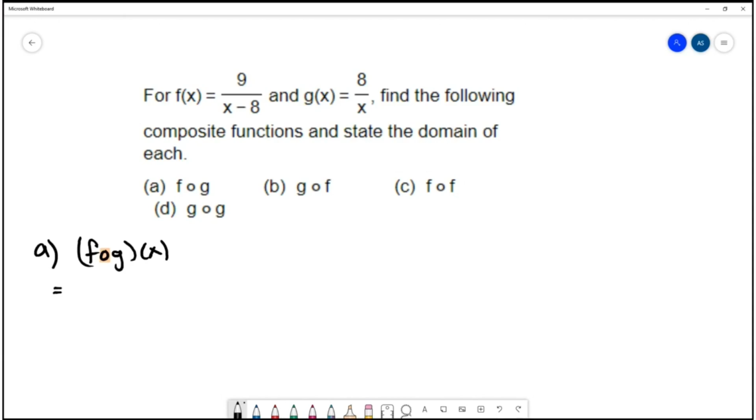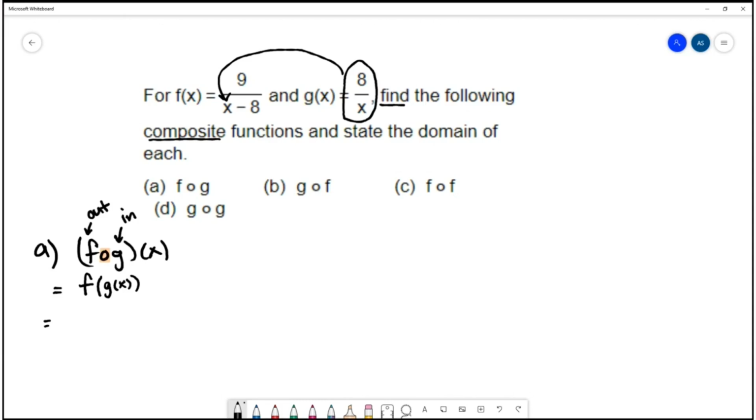The function that is on the outside is the one that's written first, and the one that's after the composition is the one that is inside. So we're going to write this as f of g of x. Notice that the g is inside of the function f. And that's how we're going to find this composite function, by substituting the function g into the function f.